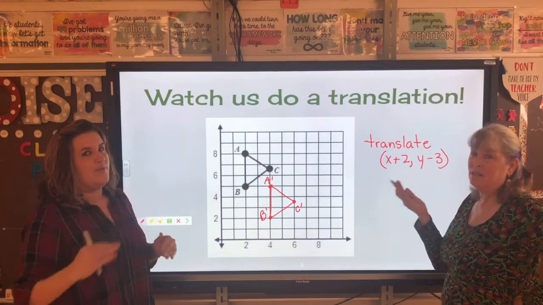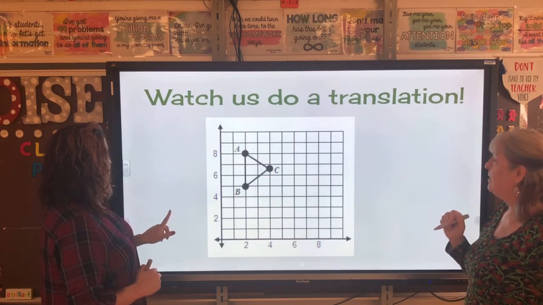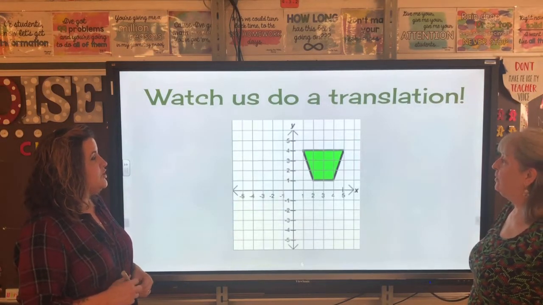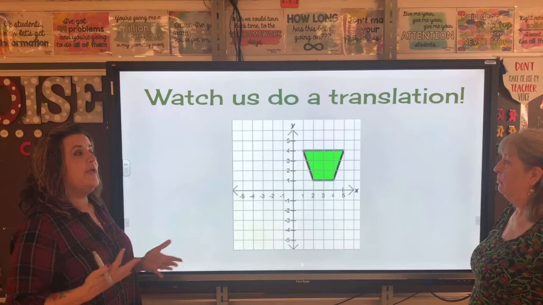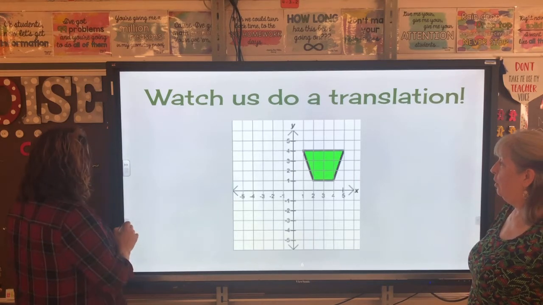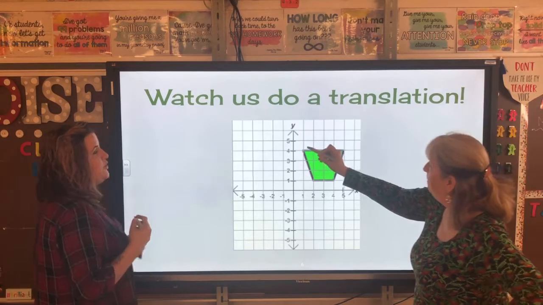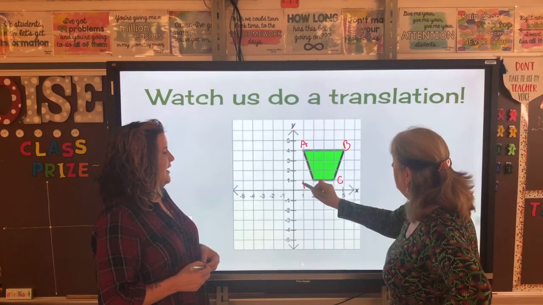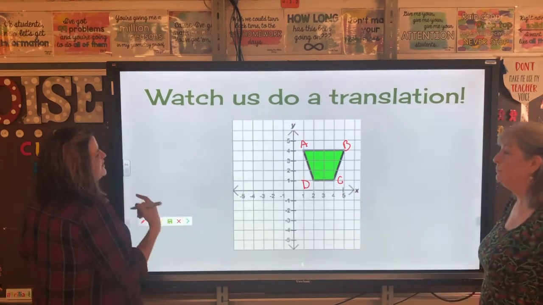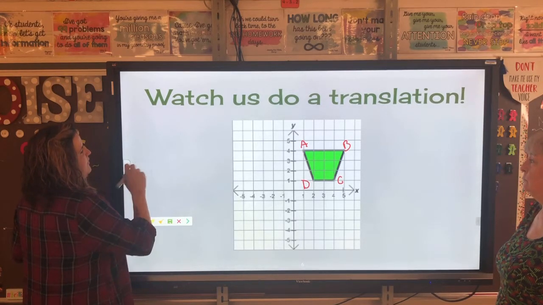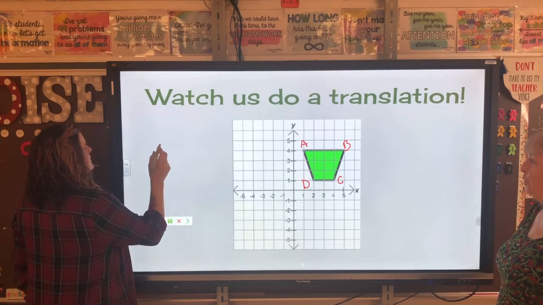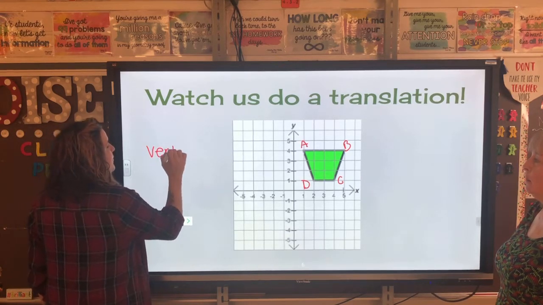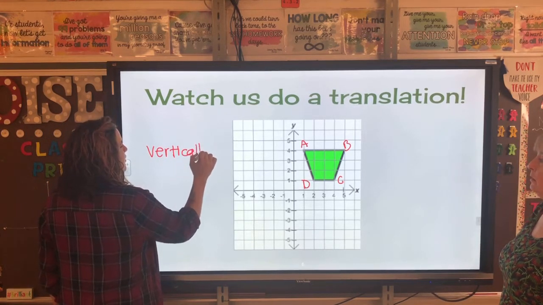So we've done a horizontal. Should we just do a vertical? Sometimes it'll just say move 1 point, or what's the new location? So if we label it A, B, C, D, let's say we translated vertically just point A to find the new ordered pair.